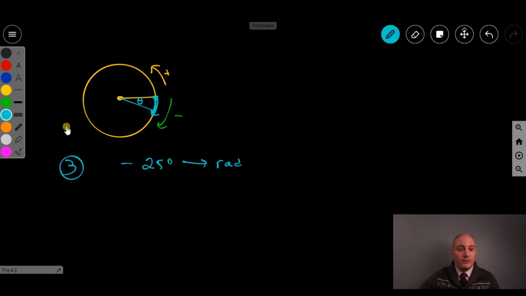Well, let's begin with what they start with. They start with negative 25 degrees. I'll put it over 1 times my conversion factor. I'm going to put 180 on the bottom, and I'm going to put pi on top. The degree signs will cancel because you have one on the top and one on the bottom. So now we have negative 25 pi over 180.